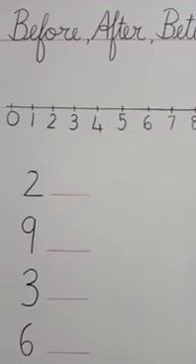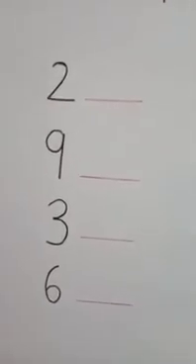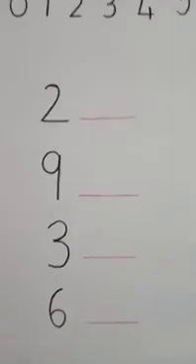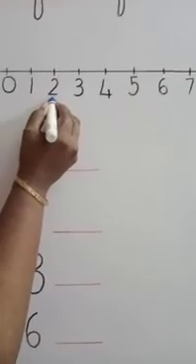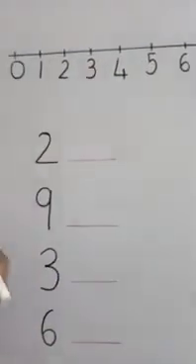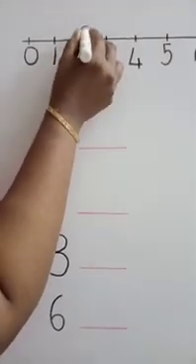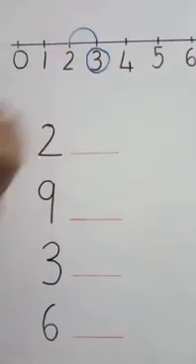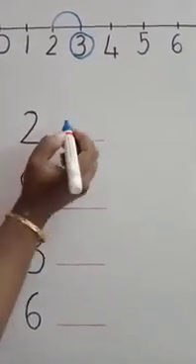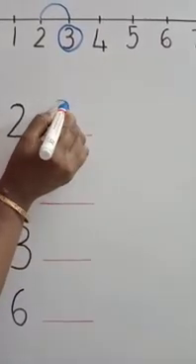Now which is our first number here, children? Number 2. Very good. Let's look for 2 in our number line. Where is 2 on our number line? Yes, here. So now for after numbers, we have to go forward. So this is our 2. What comes after 2? Who's this? Yes, number 3. So I'm going to write number 3 here.